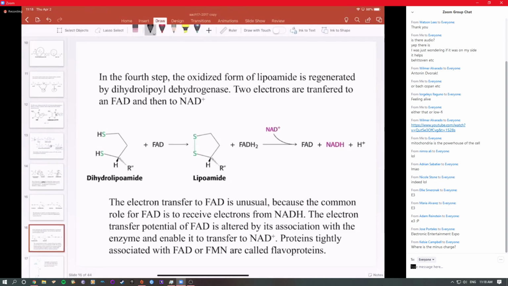But because the FADH2 is bound to the enzyme as a prosthetic group and is not going to leave, it is in such a conformation that it actually has a higher reduction potential, so it can reduce NAD down to NADH. And that's again because of the conformation of the FAD within the enzyme.